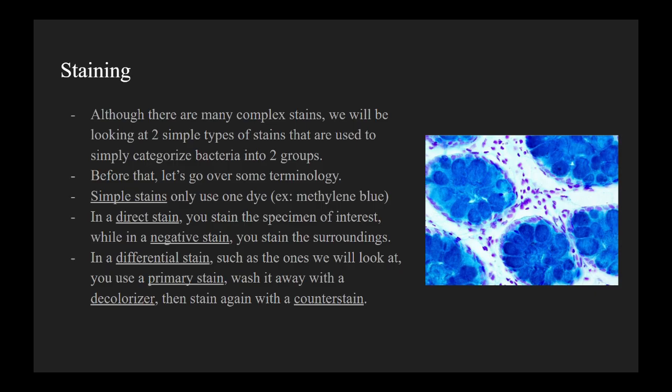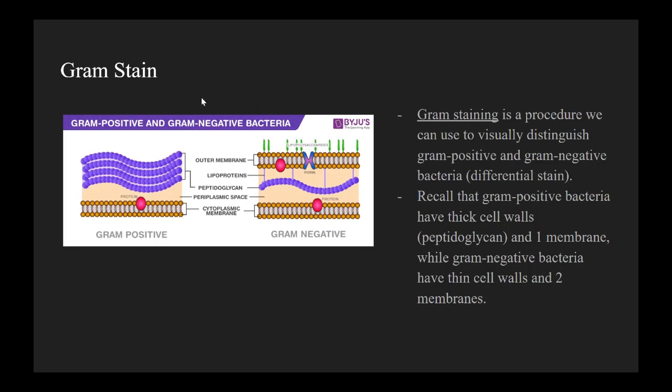Okay, so the second type is what's called a differential stain. These are going to be the ones we focus on in the next few slides. Here you're going to use what's called a primary stain. After you apply that, you're going to wash it away with what's called a decolorizer, and then you're going to stain again with a second stain that's called a counterstain. So let's get into how all of this works.